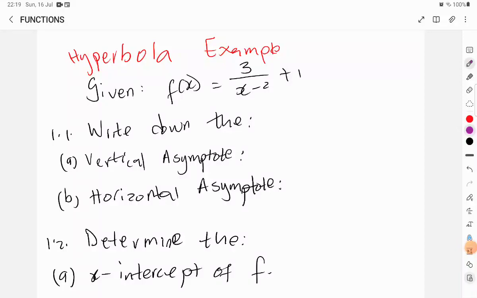Okay, so we're just gonna do a simple example on a hyperbola, based on everything we spoke about in the previous lesson. So the first question is: write down the vertical asymptote. The first thing that you need to check here is that you're given your hyperbola in this format.